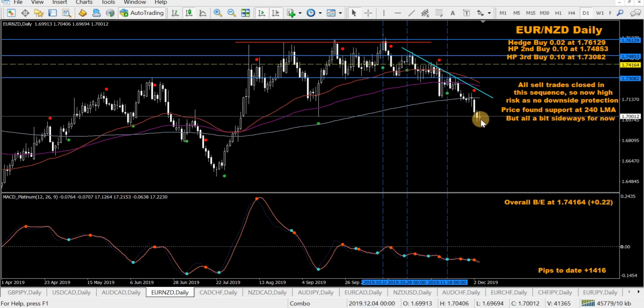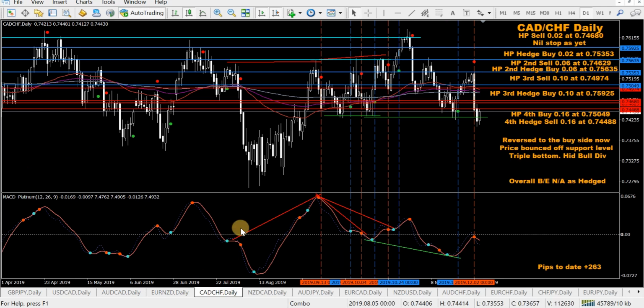So that's where I'm at the moment. I'm looking to buy this and take another buy trade and see if I can recover some of that. So that's the Euro New Zealand. Now CAD Swiss. This one caused me a bit of grief.